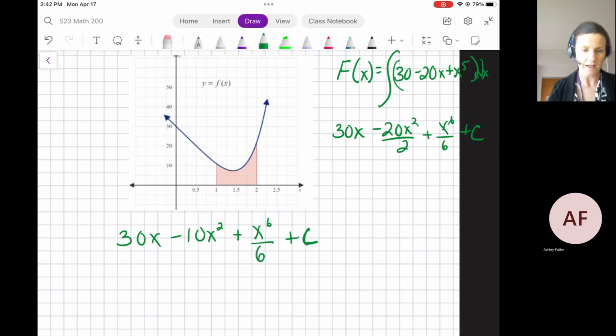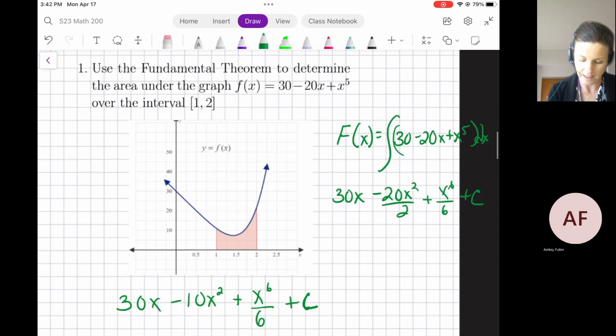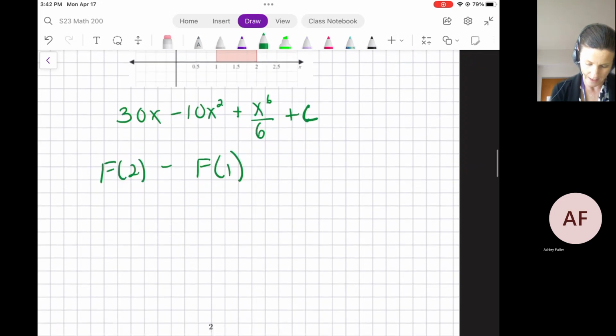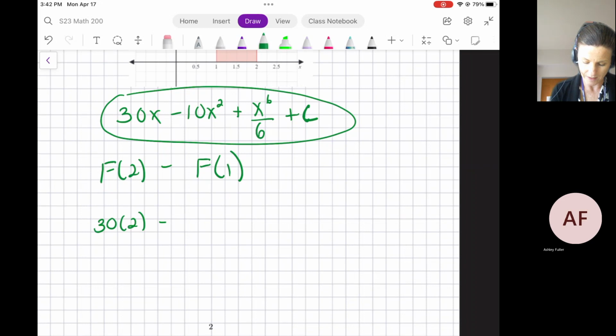Now, the fundamental theorem of calculus tells me that I can then approximate the area under that curve using the values a and b, in this case, 1 and 2. And I will do f of 2 minus f of 1. So I'm simply going to plug these values in. When I plug in f of 2 to this equation, I get 30 times 2 minus 10 times 2 squared plus 2 to the 6 over 6 plus c.